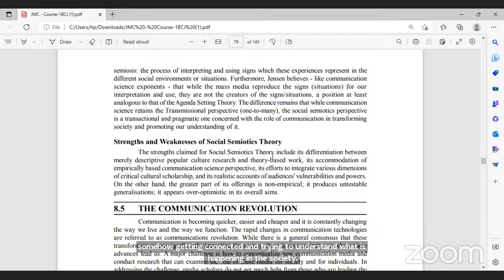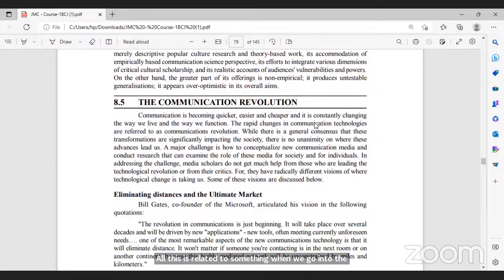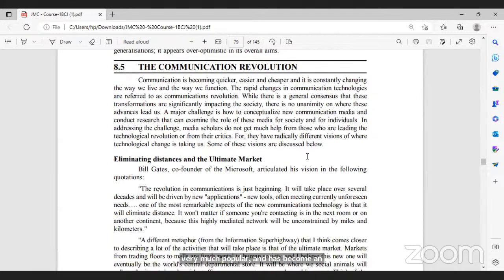There are certain strengths and weaknesses of social semantic theory also. The strengths claimed are that it differentiates between descriptive popular culture research and theory-based research. All this is related to something when we go into communication research. Then we see that there is a communication revolution. Communication has become very easy and very popular, and has become an in thing today with the technological advances. So there is a communication research revolution going on.